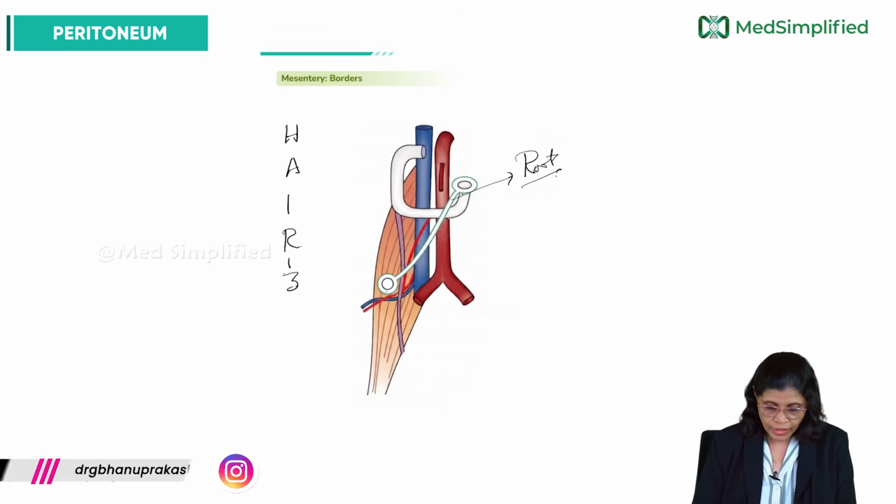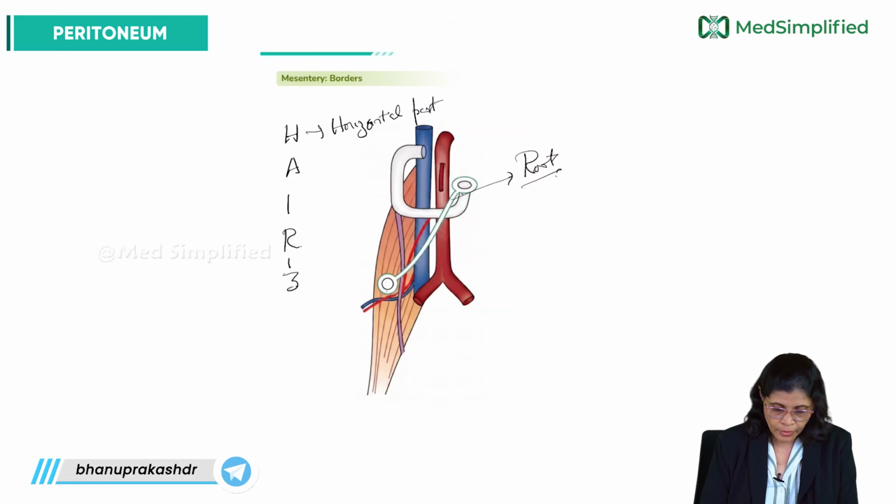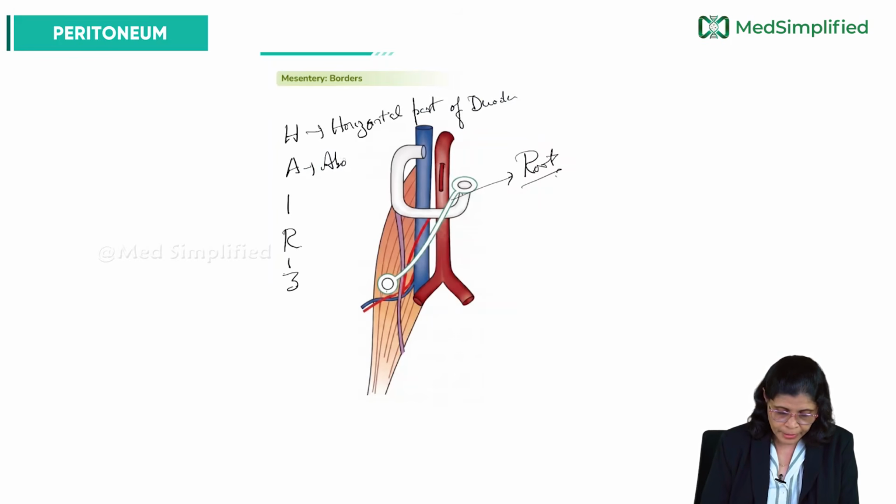So what is H now? The horizontal part of the duodenum, that is the third part of the duodenum. Then what do we see? A is for abdominal aorta.